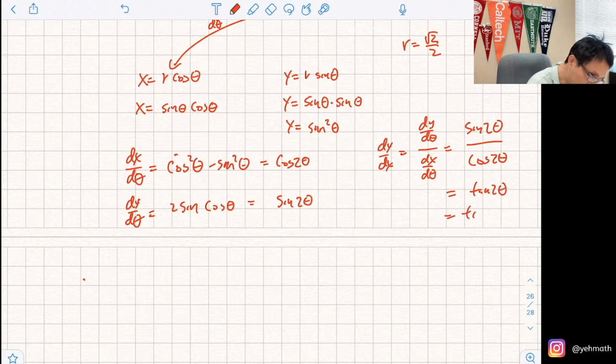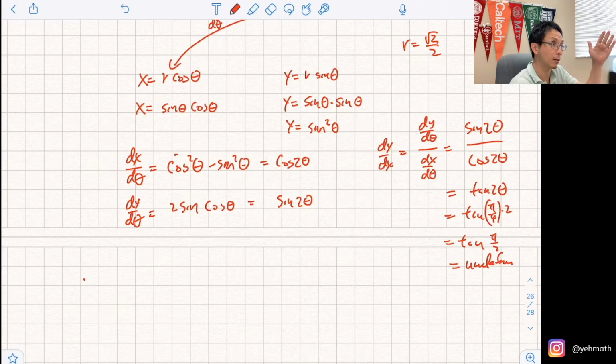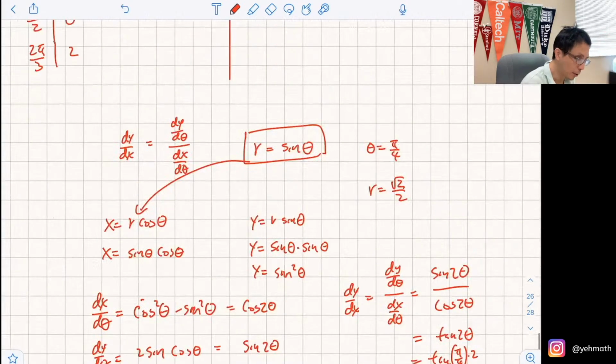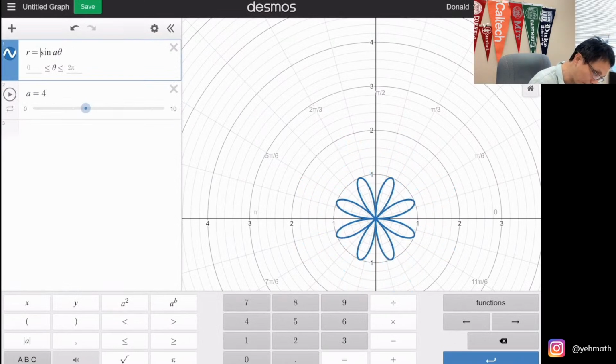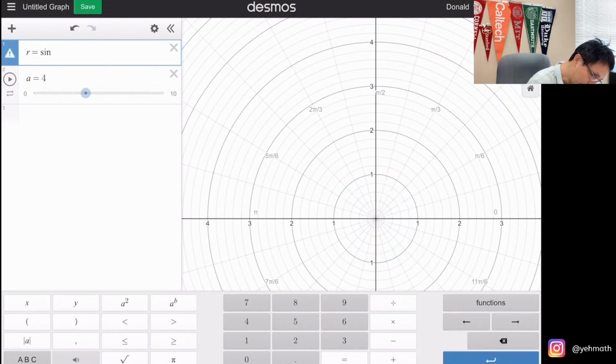Now if I plug in tangent of pi over 4 times 2, which is tangent of pi over 2, which is what? Infinity. It's undefined. So it's probably a vertical tangent at that particular point. If you graph it, it's going to be a vertical tangent. And why is it a vertical tangent? Let's type in r sine theta right there.